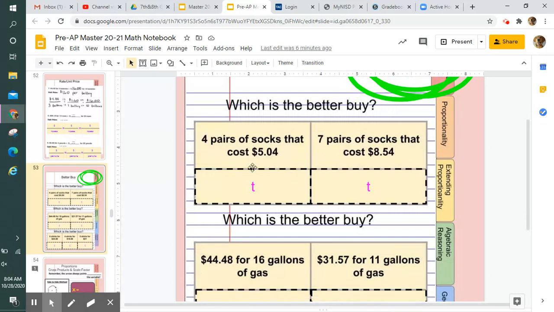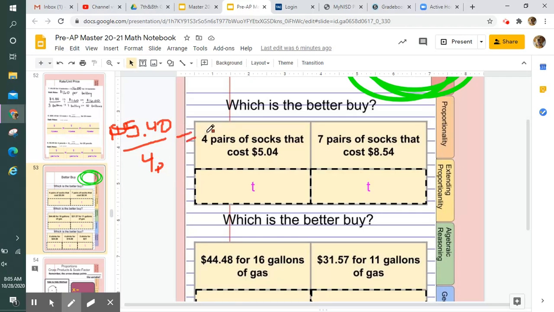So this first question is, which is the better buy? 4 pairs of socks that cost $5.04 or 7 pairs of socks that cost $8.54. So in order to solve these problems, we're going to find the unit rate of each of these. Okay, so I'm going to look at the 4 pairs of socks that cost $5.40. So I'm going to put $5.40 on top, and I'm going to put our 4 pairs of socks on the bottom.